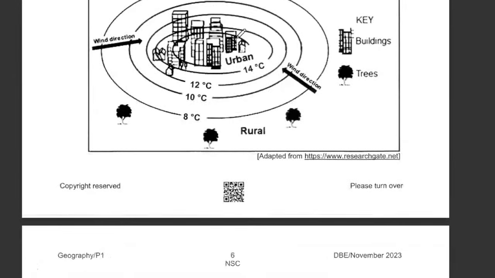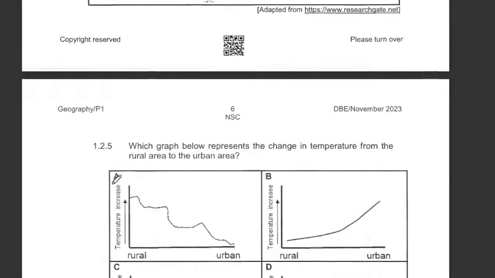Diagram to analyze the urban center. The sea temperature is higher here. The wind directions towards the CBD. These are buildings and the trees around, which is the rural area. The graph below represents the change in temperature from rural areas to urban areas. Rural areas are colder, urban areas are warm. Temperatures increasing. Therefore, this one qualifies to be the answer.